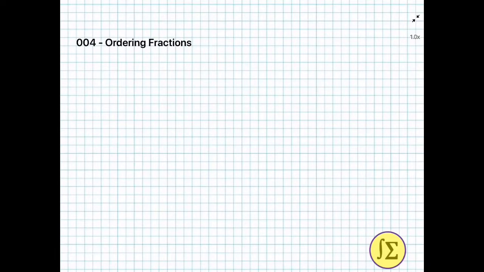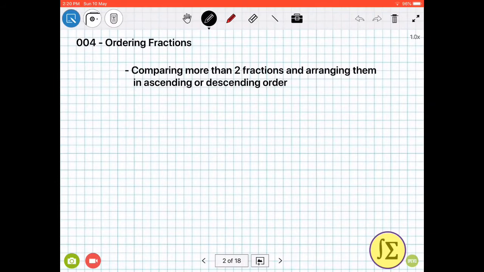Today we're going to learn about ordering fractions. This is quite similar to our previous lesson on comparing fractions. In that video, I showed you how to compare two fractions. In today's lesson, we're going to compare more than two fractions and then arrange them in an ascending or descending order.